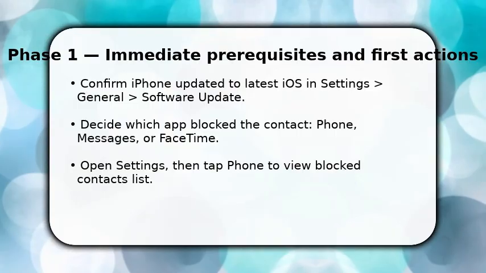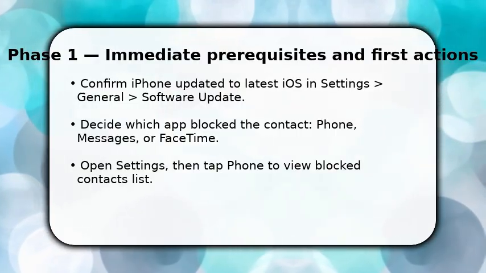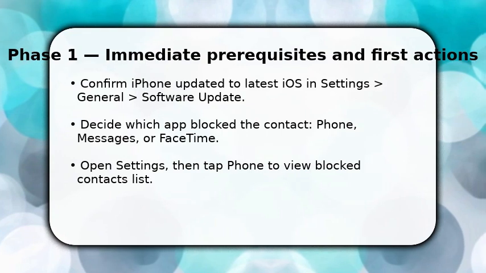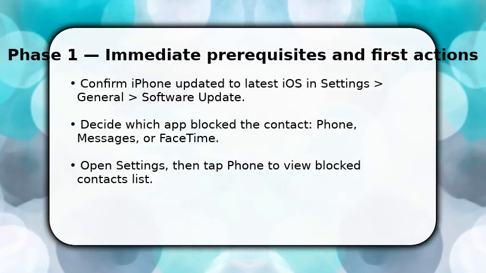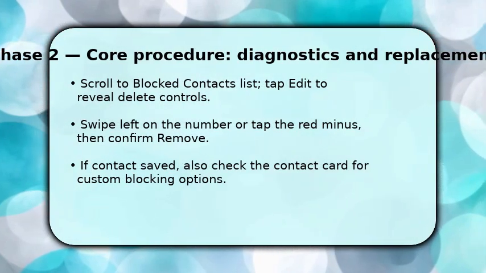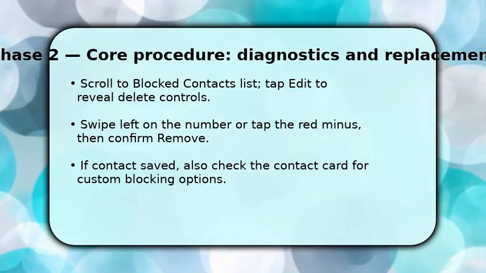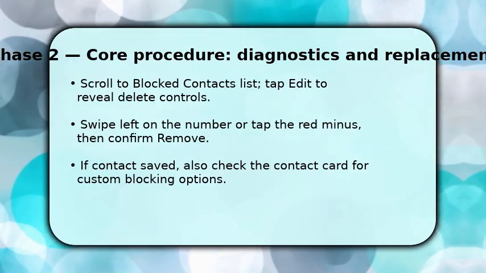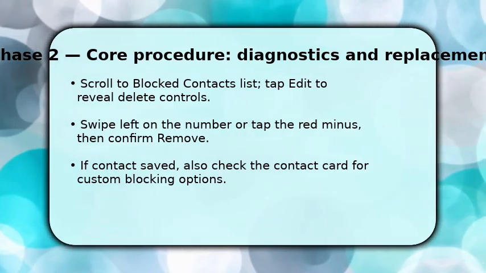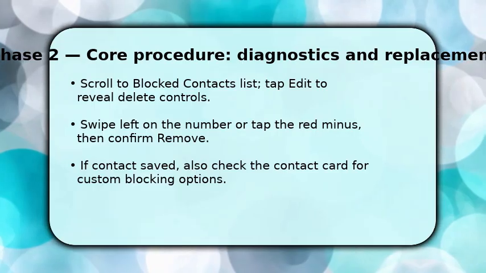If you prefer Messages, the path is Settings, Messages, Blocked Contacts. For FaceTime, use Settings, FaceTime and follow the same steps. Once in the blocked contacts list, scroll to find the number or name you want to restore. Tap Edit to reveal Red Delete controls, or simply swipe left on the entry. Both actions remove the block, then confirm Remove.